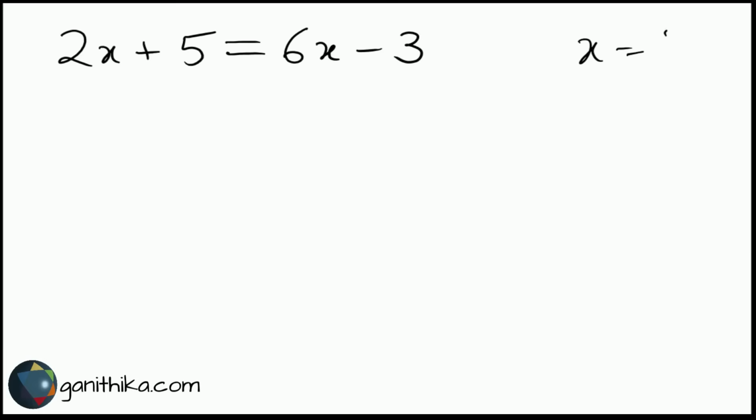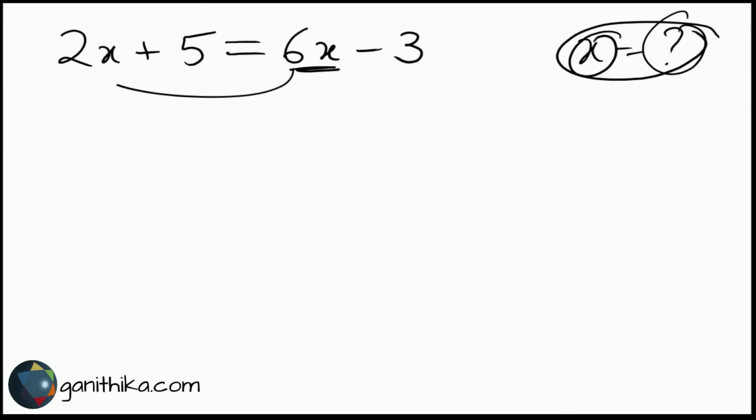Let's move on and see another equation where we have 2x plus 5 on one side, and on the other side also we have an expression with x, say 6x minus 3. So how do we solve this? On both the sides we have x terms. So basically we need to find x is equal to what, right? So we need to have x on your left hand side and all the numbers on your right hand side. So we need to take this 6x to this side.